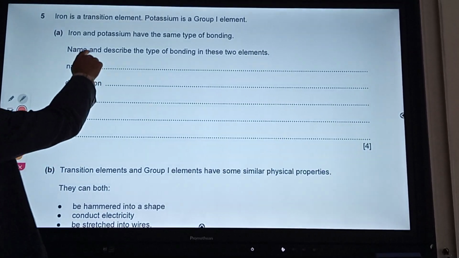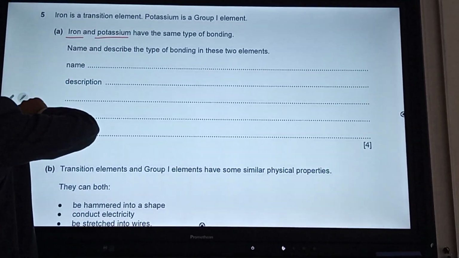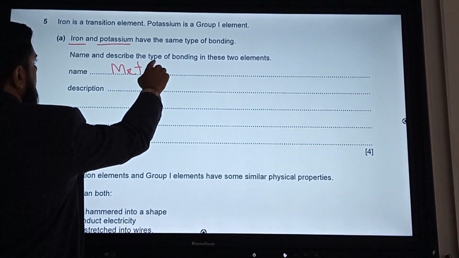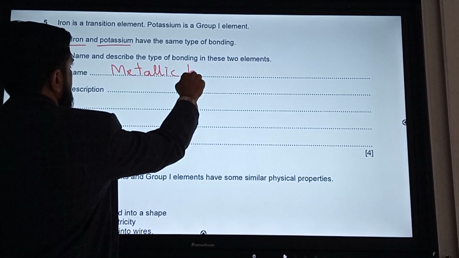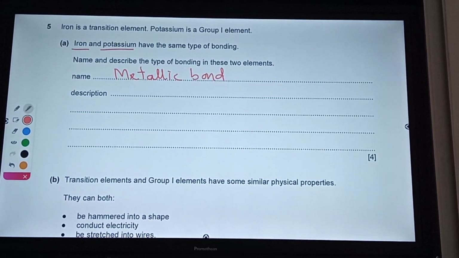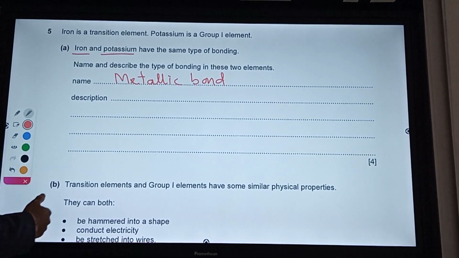We know that potassium is a metal, iron is a metal, so we can say it is metallic bond. So the bond is what? Metallic bond. You can even write just metallic. Description, you have to write the definition of metallic bond. What was?